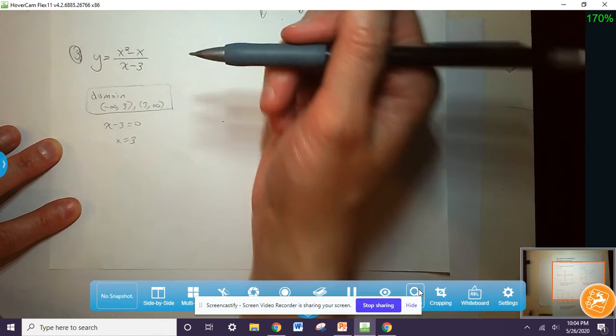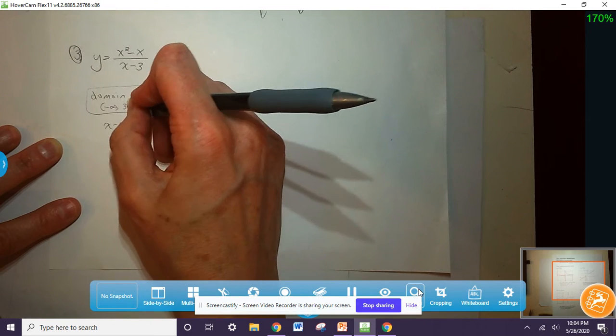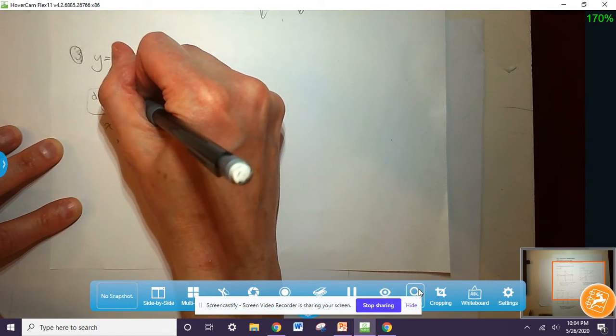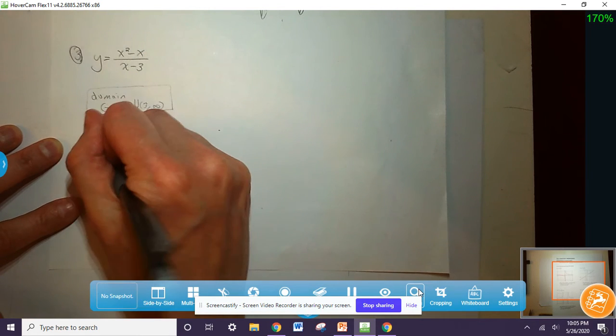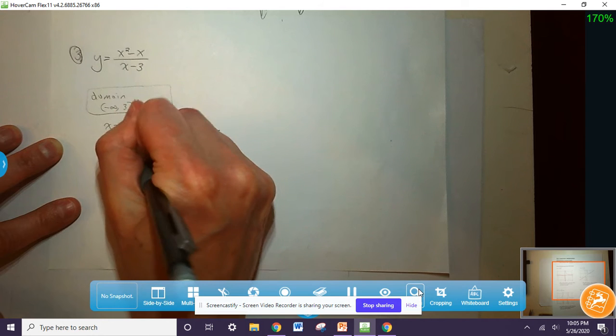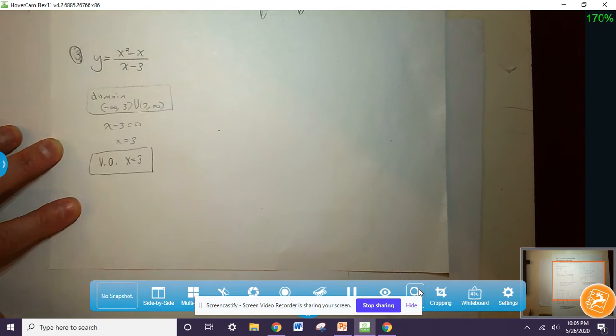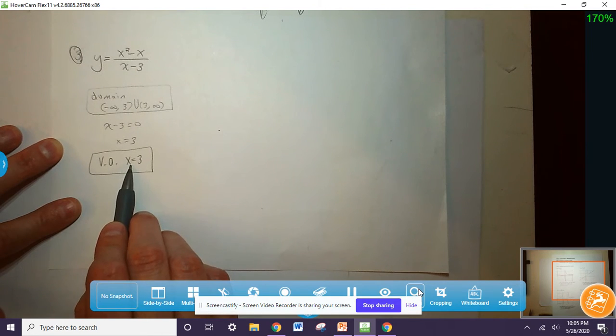And by the way, I've been putting a comma here. If anyone wants to use the union symbol, feel free. Either way is fine with me. When you find the domain, you also find the locations of any vertical asymptotes because the vertical asymptotes are where the denominator is 0. Any real zeros are going to be vertical asymptotes. So this graph is going to have one vertical asymptote.